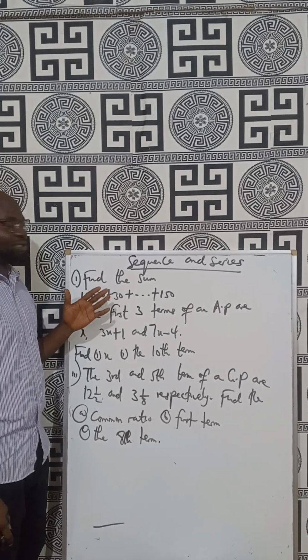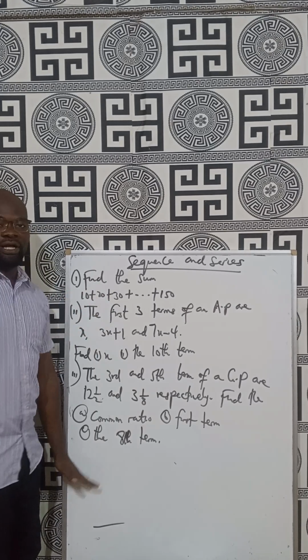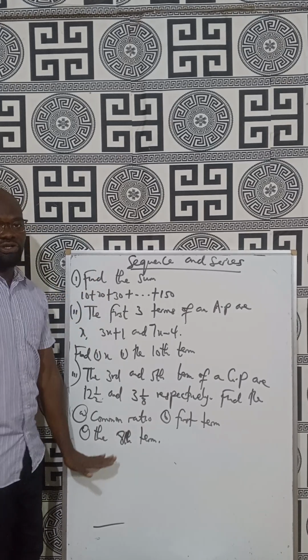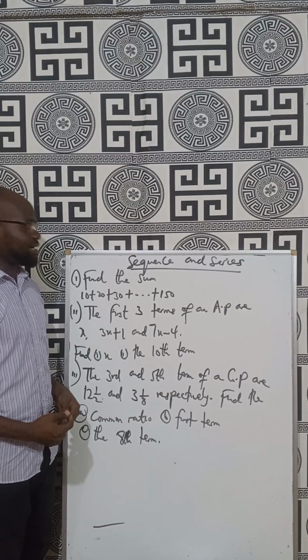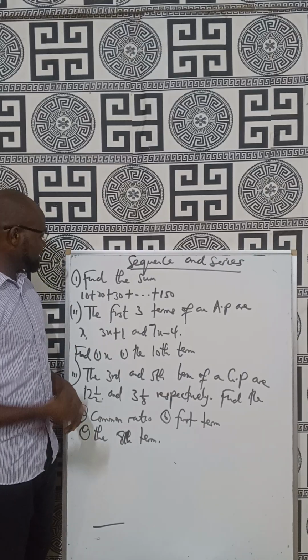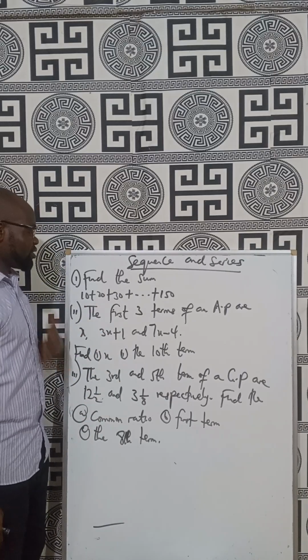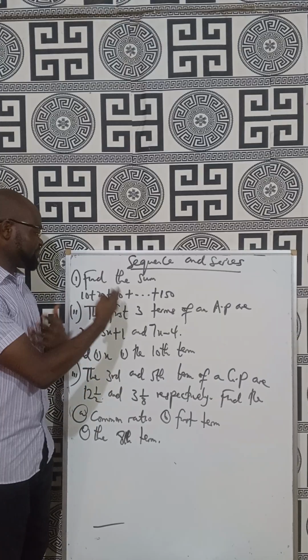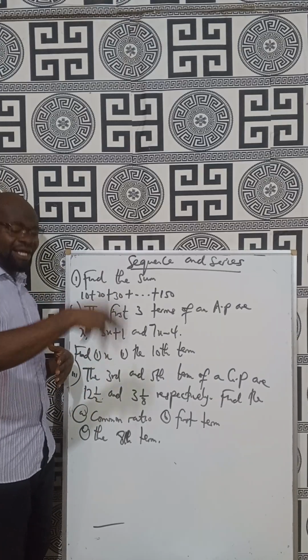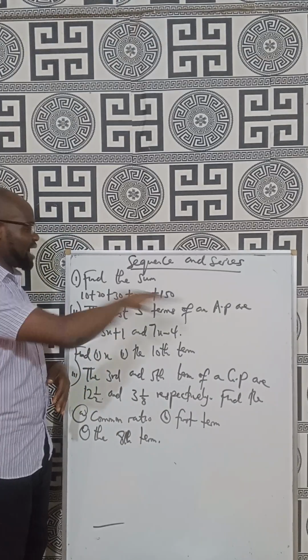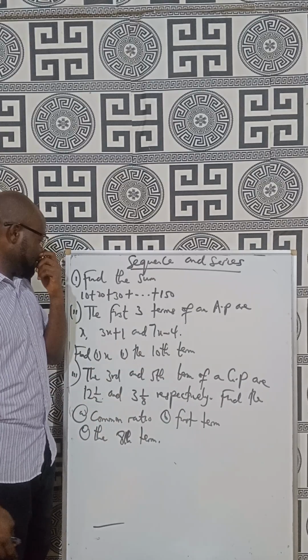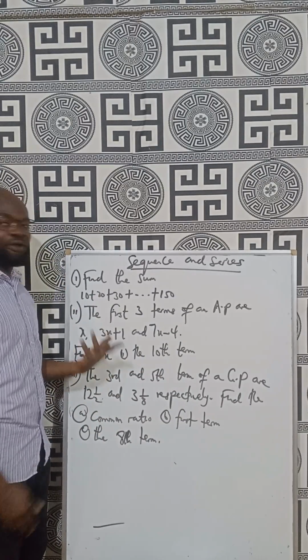Let's look at this topic, sequence and series. You can see we have different questions under sequence and series. So the first question says, find the sum 10 plus 20 plus 30 plus 40 plus 50 plus 60 plus 70 up to 150. How do we add it without any stress? So let's start with the first one.